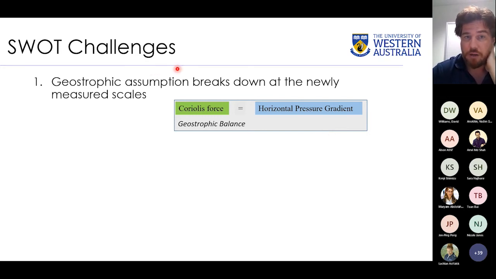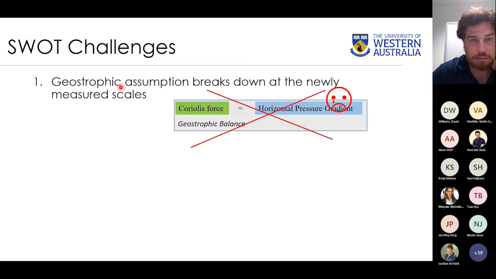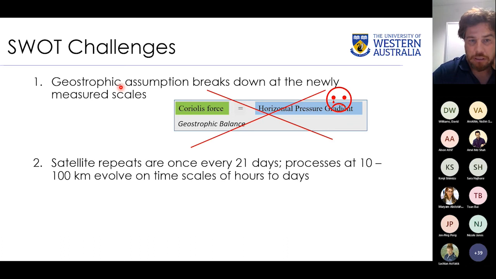There are a few challenges with how you actually go from this SWOT data to currents. The first is that the geostrophic balance that's used for the traditional satellites breaks down at these scales, so you can no longer do this to get the surface currents.